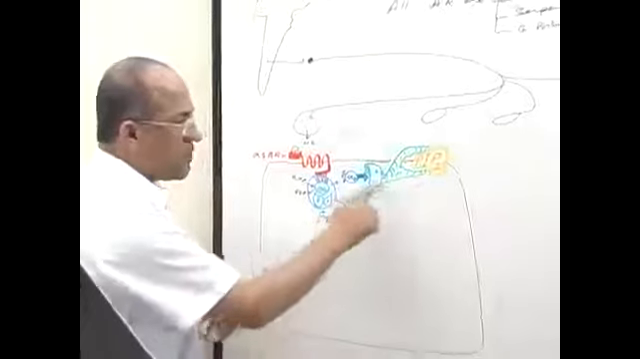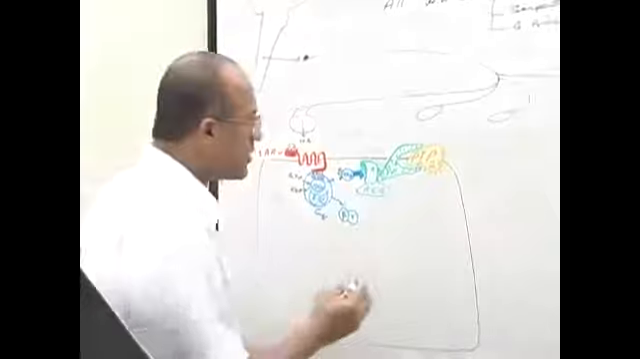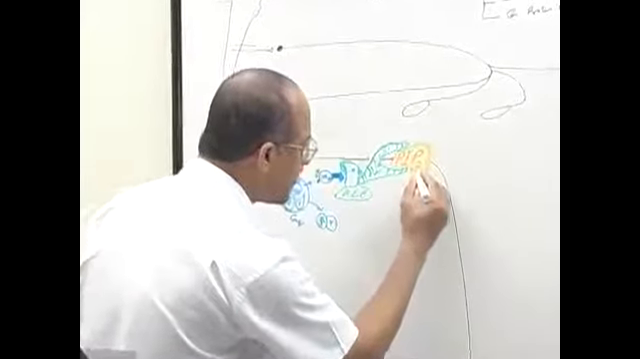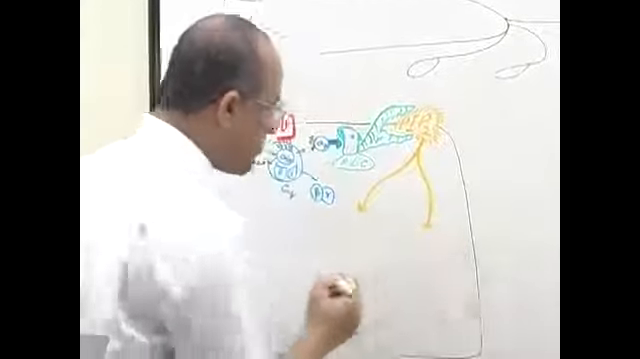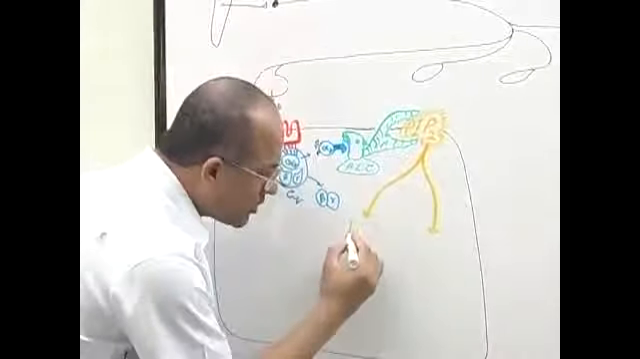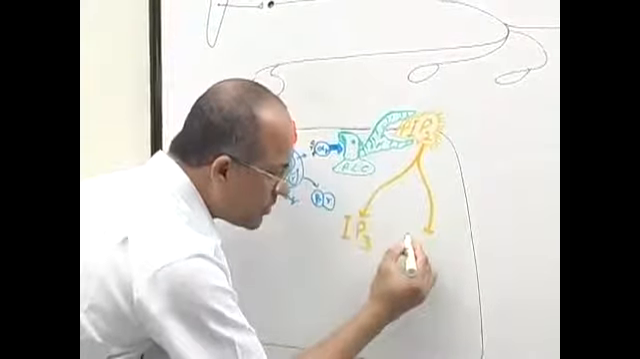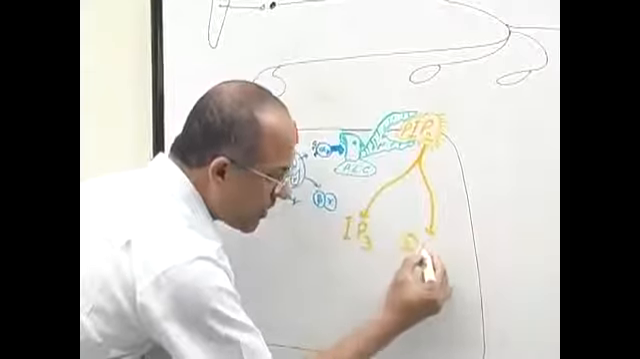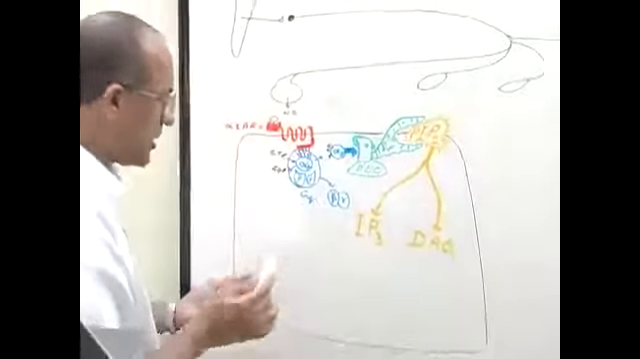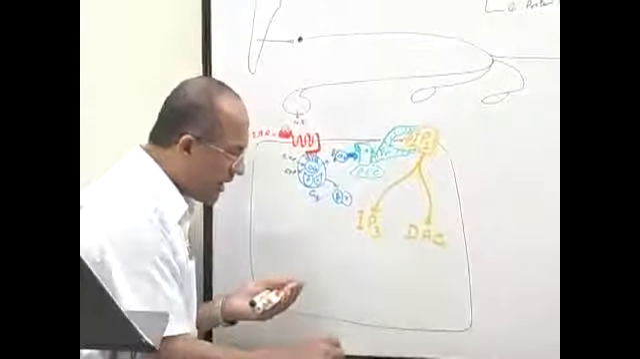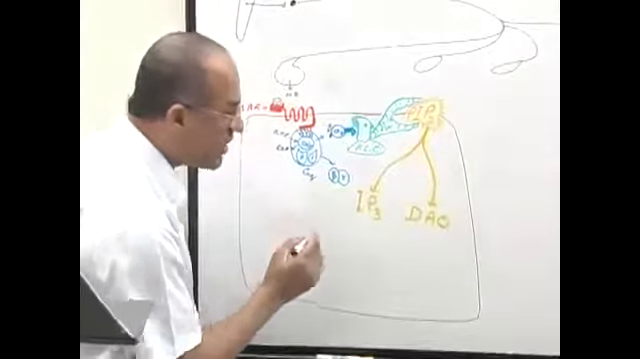phospholipase C. When phospholipase C attacks the phosphatidyl inositol diphosphate, it will break down into two components. One is inositol triphosphate, IP3. The other is diacylglycerol. Then you must know that inositol triphosphate acts on intracellular stores of calcium.